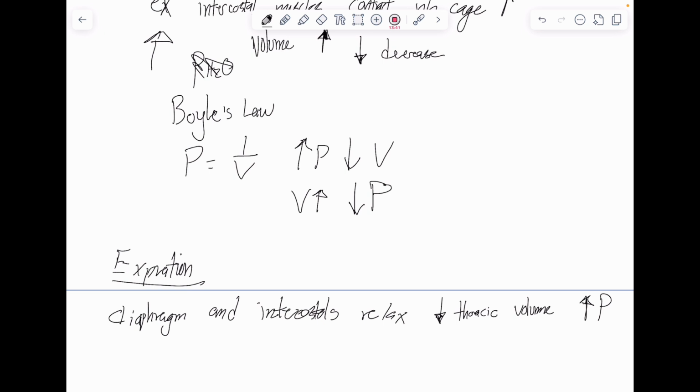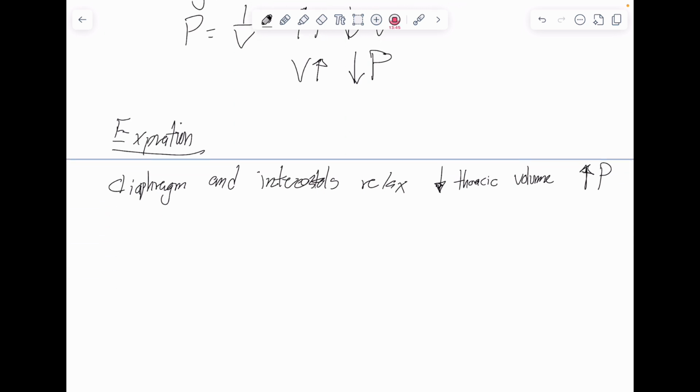Okay, so moving on. We're going to do pneumothorax. So pneumothorax is the presence of air in the pleural space leading to the collapse of the lung. So what we're going to be doing is putting air into it.